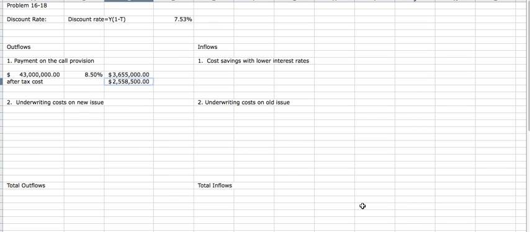We also have our next big expense, which is the underwriting costs on the new issue. According to the problem, the underwriting costs on the new issue will be 1.7% of the total bond value. So we have the total bond value, 43 million, and we have underwriting costs of 1.7%.